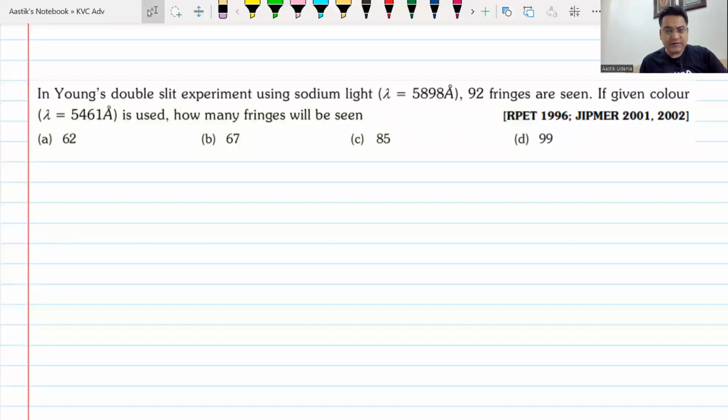Now let us start with some questions, and this is the first question. In Young's double slit experiment using sodium light, 92 fringes are seen. If some other color is used, how many fringes would be seen? I'll give you a minute to think about this question.